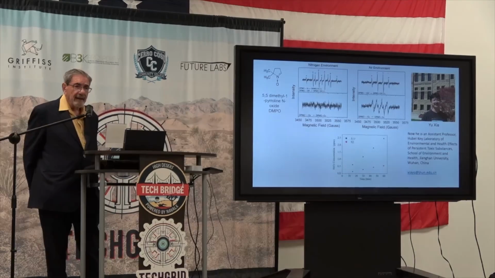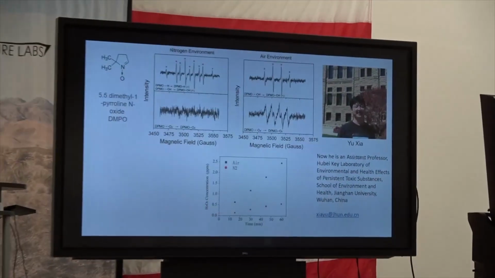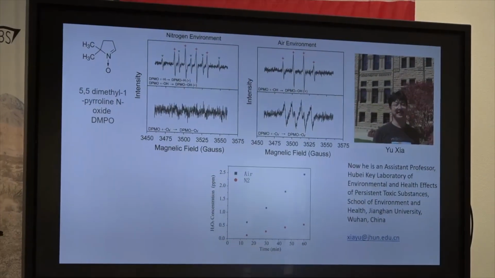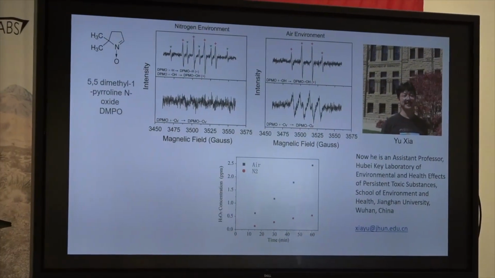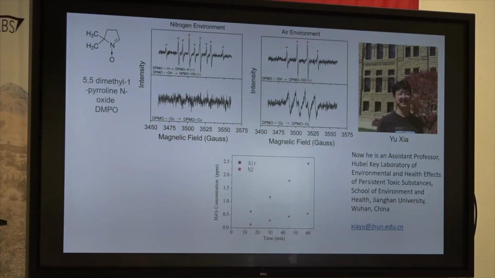Here's a student of mine who's now returned to China, where he's an assistant professor at Wuhan, China, and he used, in Professor Ed Solomon's laboratory, the electron spin resonance machine, ESR, and he used this compound called DMPO, D-M-P-O. You can see what it is from the slide, right? And he's able to capture free radicals, and he finds, and they're shown right here, that there is H, and there's OH from water droplets. And moreover, when O2 is around, you get O2 minus.